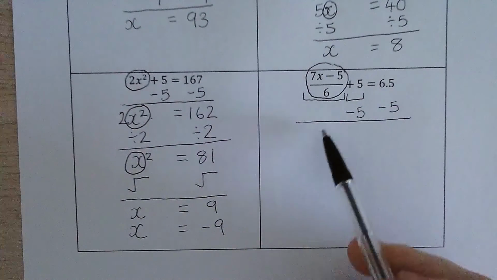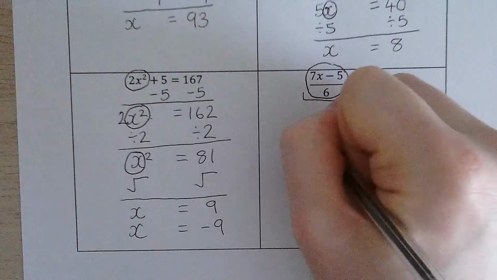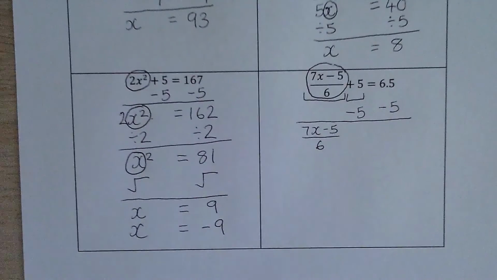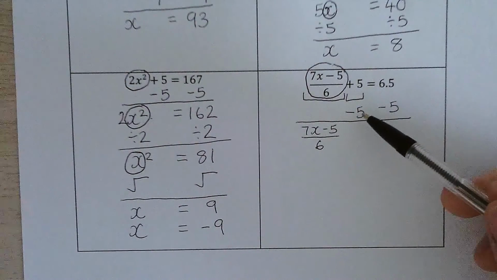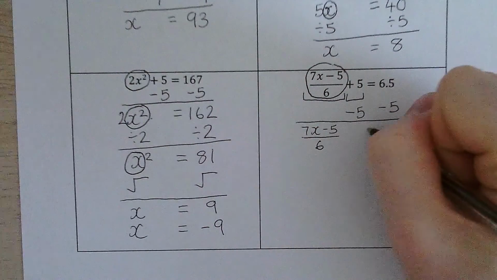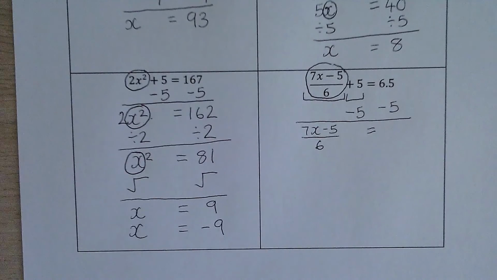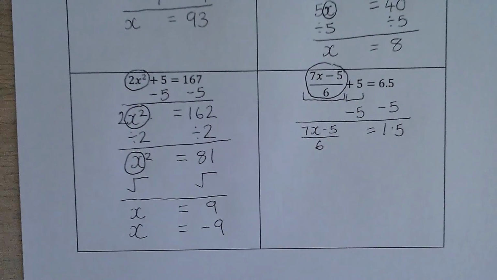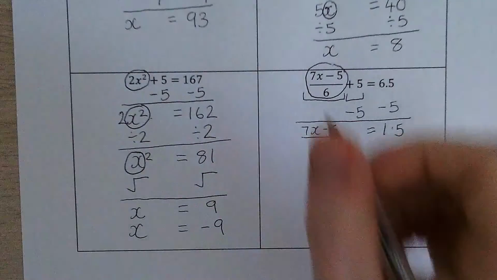There's nothing underneath this fraction, so this entire fraction is going to drop down. Plus 5 take away 5 cancel each other out. The equal sign drops down, and 6.5 take away 5 is 1.5. We now need to isolate x out of the fraction.